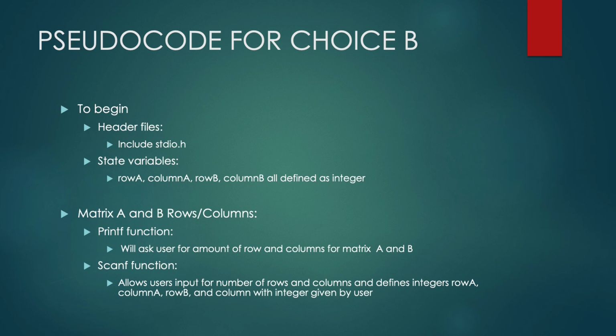To begin the code for choice B, we start with header files, in which we would just include stdio.h. After that we start the main body of the code, and we begin by stating four variables, which are row A and column A for matrix A, and row B and column B for matrix B, and they'll all be defined as integers. Afterwards, we will use the printf and scanf functions to ask the user to input the number of columns and rows for each matrix, and we will have them return the values to column A, row A, column B, row B.